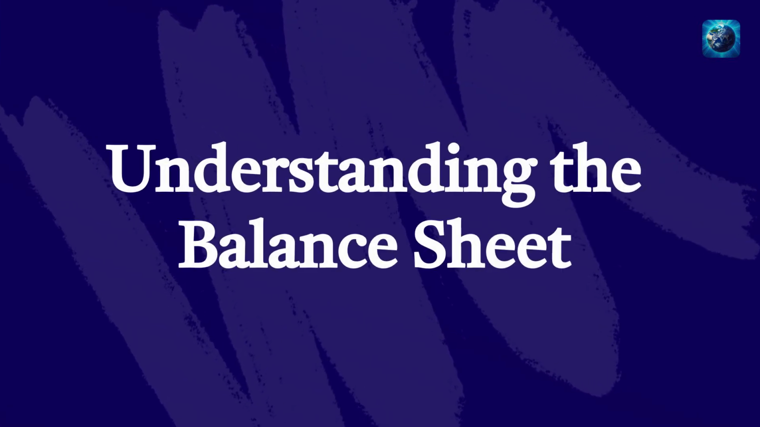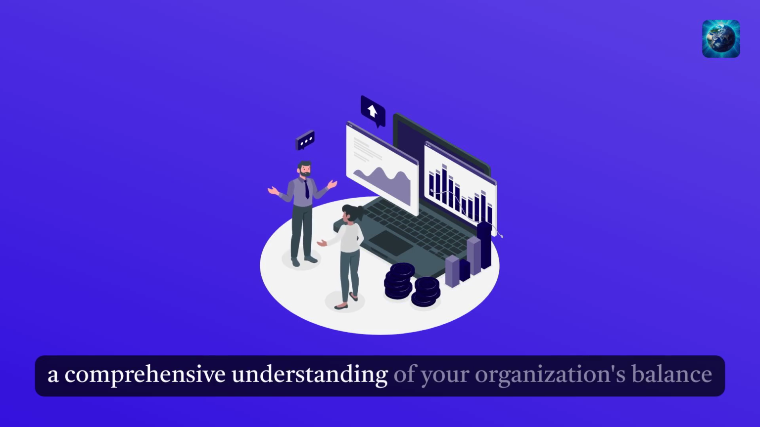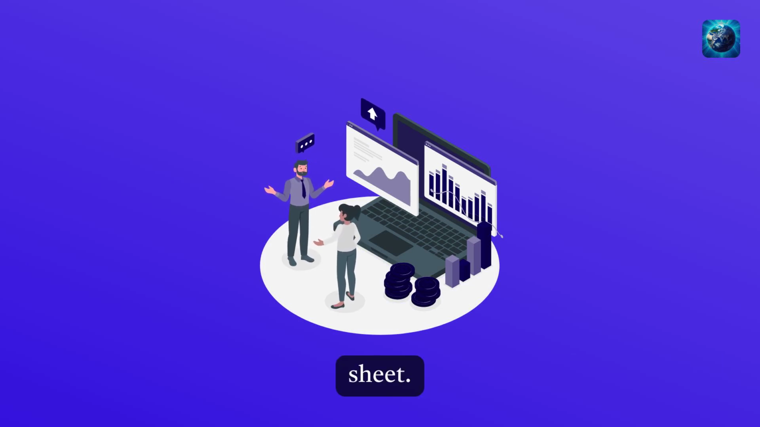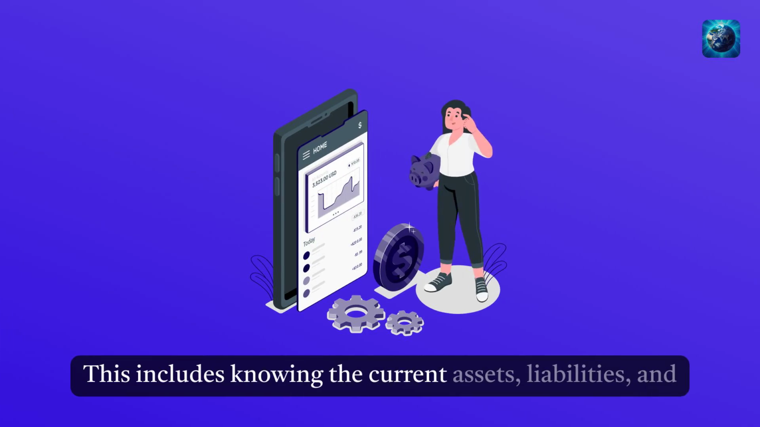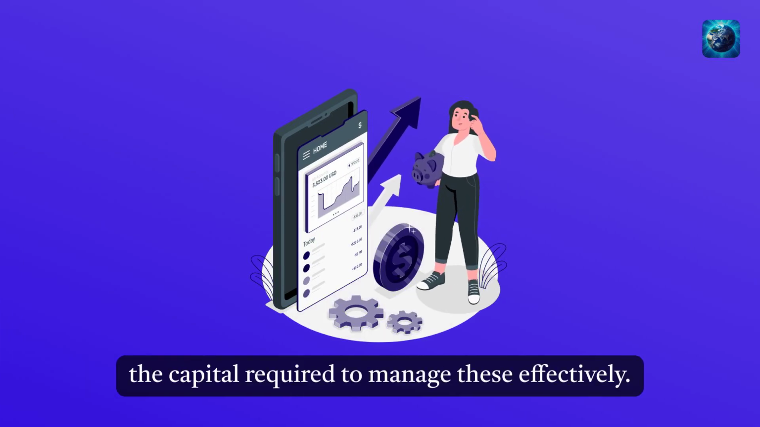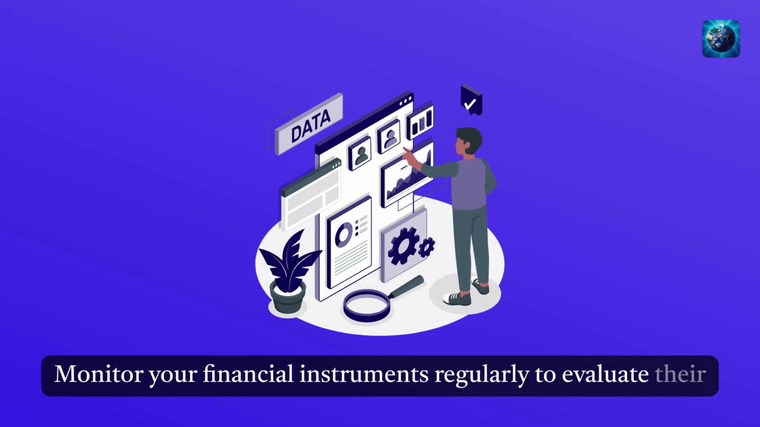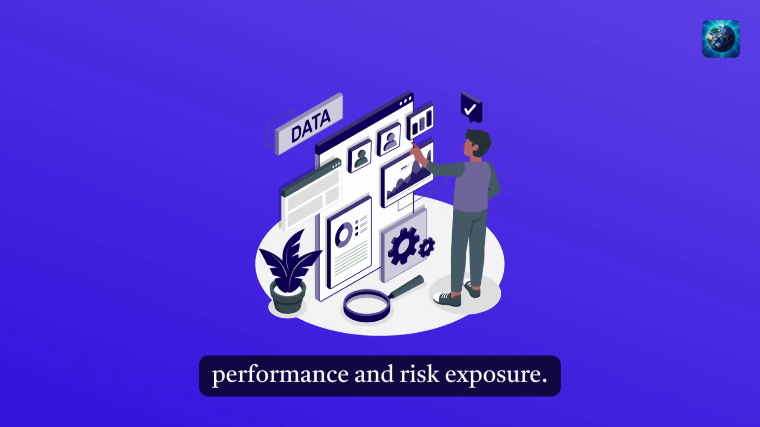Understanding the balance sheet. The first step in ALM is to have a comprehensive understanding of your organization's balance sheet. This includes knowing the current assets, liabilities, and the capital required to manage these effectively. Monitor your financial instruments regularly to evaluate their performance and risk exposure.